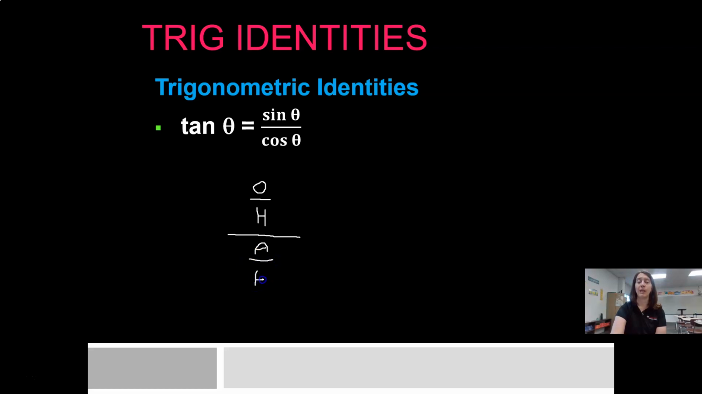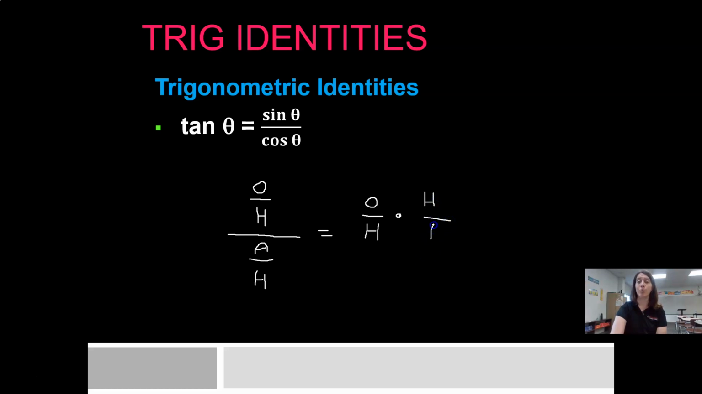Well, notice what I have written here is a fraction divided by another fraction. How do I correctly divide with fractions? I multiply by the reciprocal. So I'm going to keep the first fraction, my O over H for opposite over hypotenuse. Then I'm going to multiply by the reciprocal, which means I'm going to flip the bottom fraction around. When I flip that bottom fraction around, it's now going to say H over A.